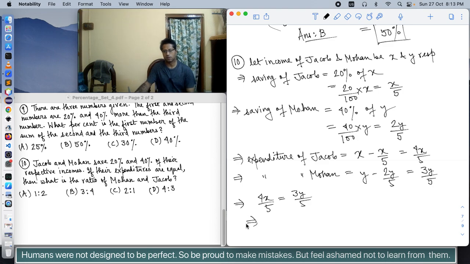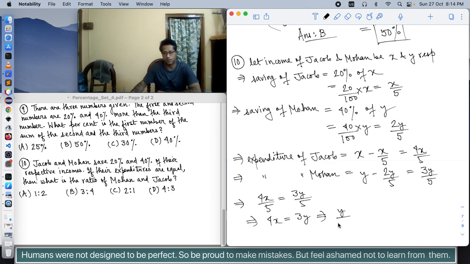We can multiply both sides by 5 and we get 4X equals 3Y. This implies, so it is asking the ratio of, definitely I think it is asking the ratio of the income of Mohan and Jacob. So we have to find the ratio of income of Mohan and Jacob, which will be Y by X.